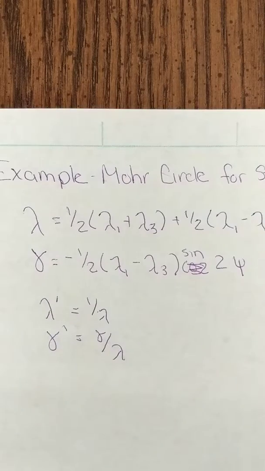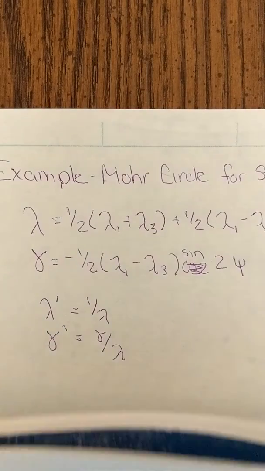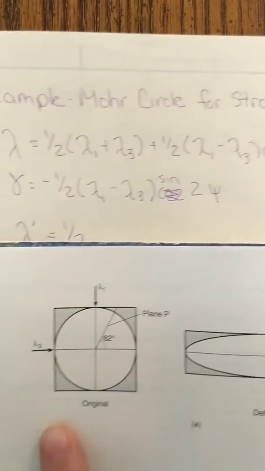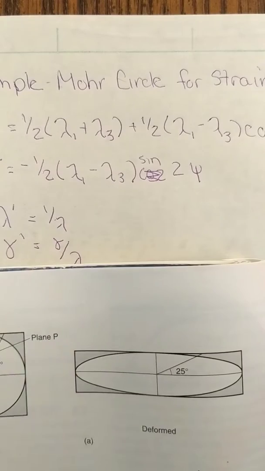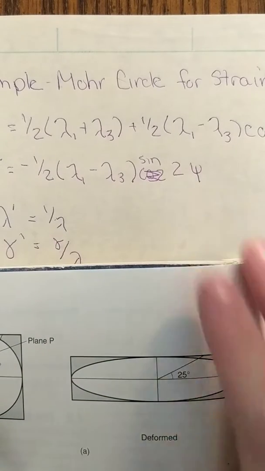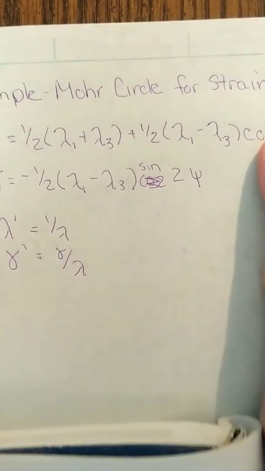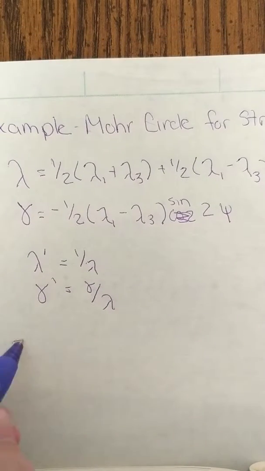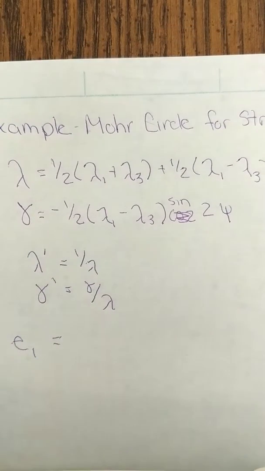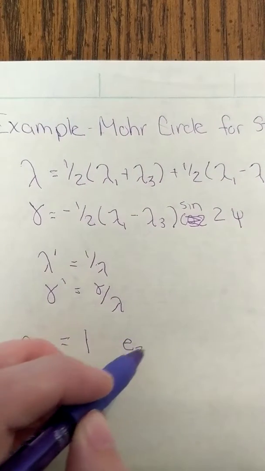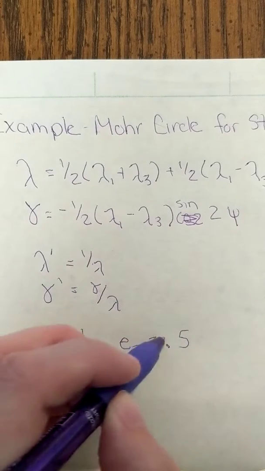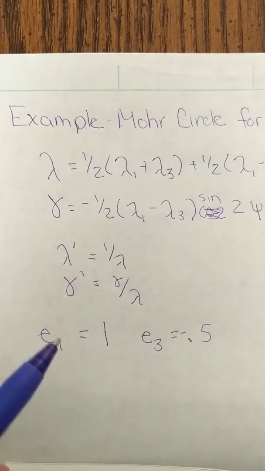So going back to our example here, we are going to be deforming our original sample. We're going to be shortening it by half and elongating it by 100%. So that is going to give us an elongation factor. So e1 is going to be 1, and our e3 is going to be negative 0.5. This is based on our principal direction, maximum direction, and our minimum direction.